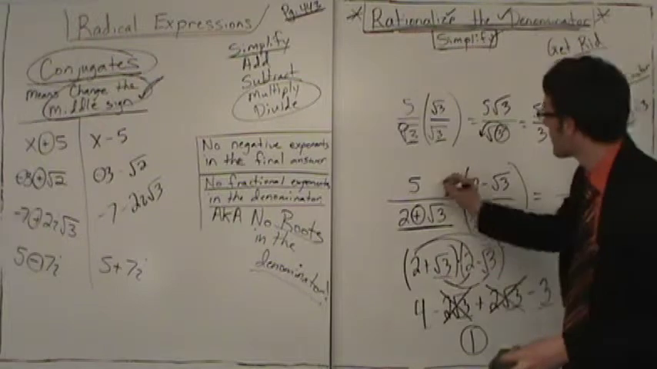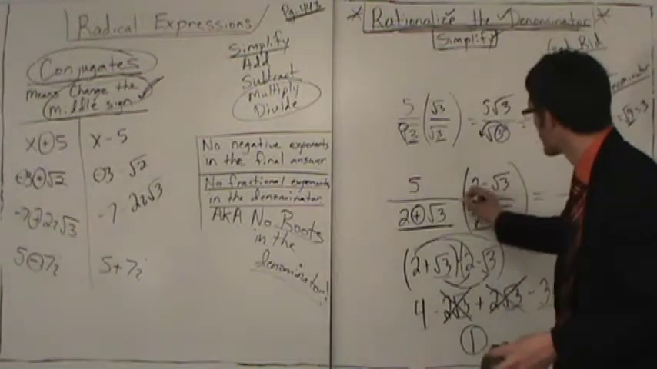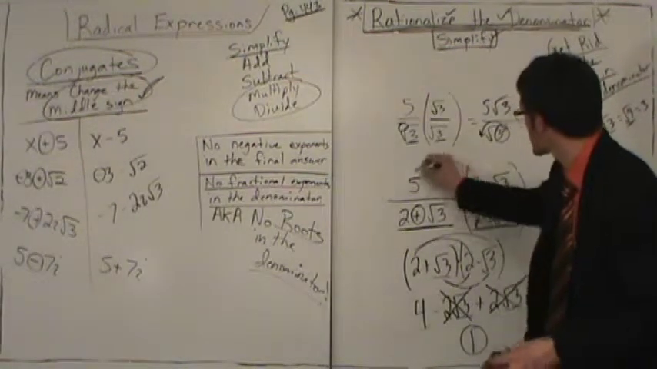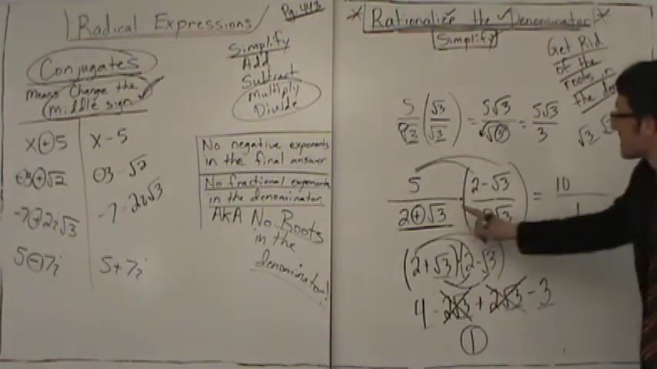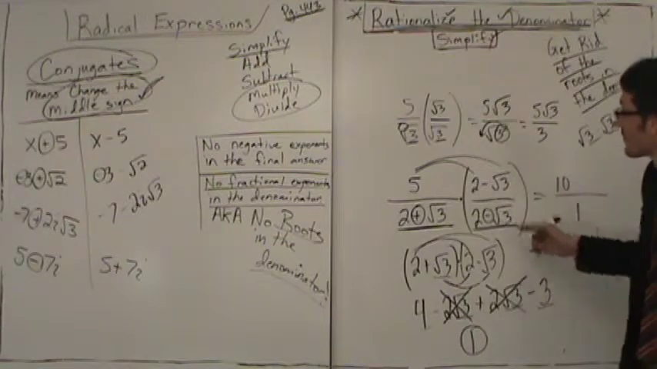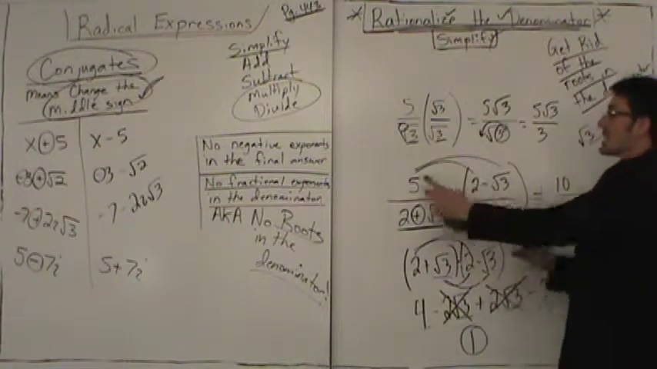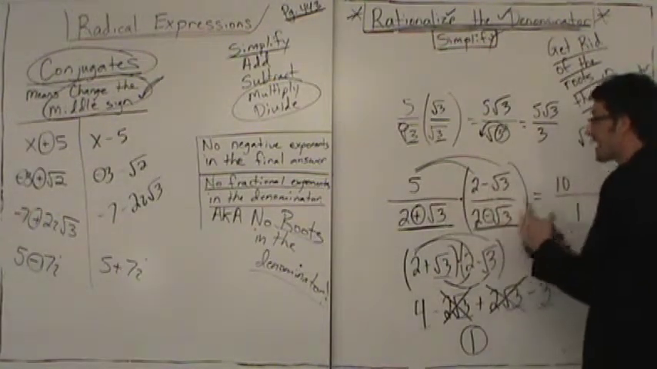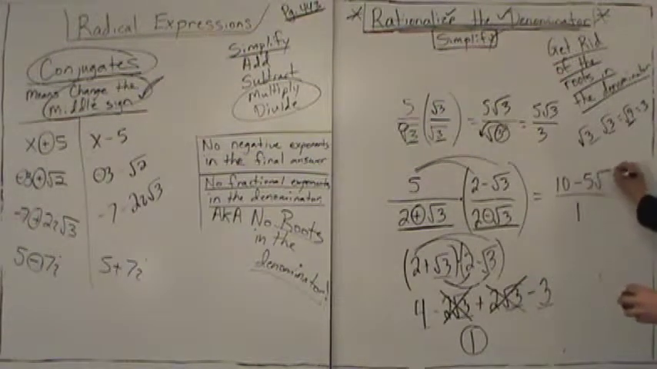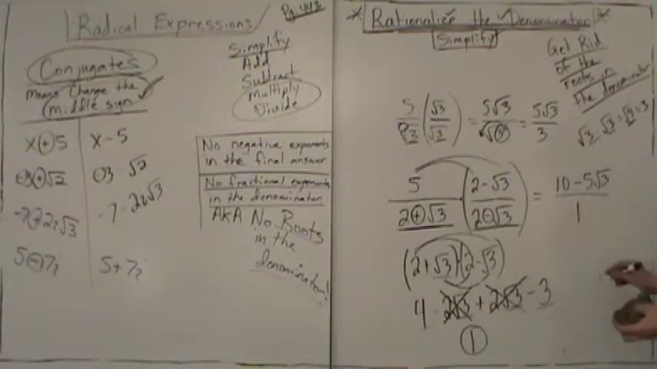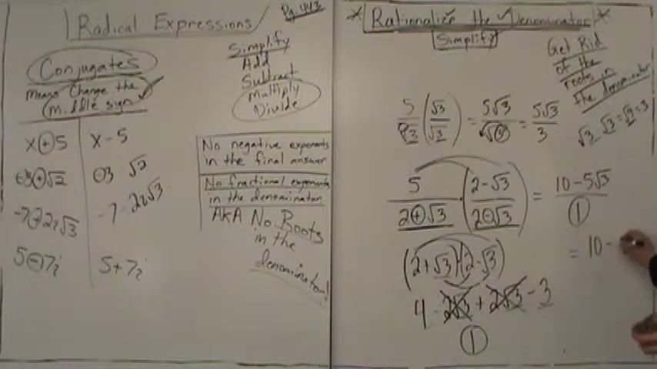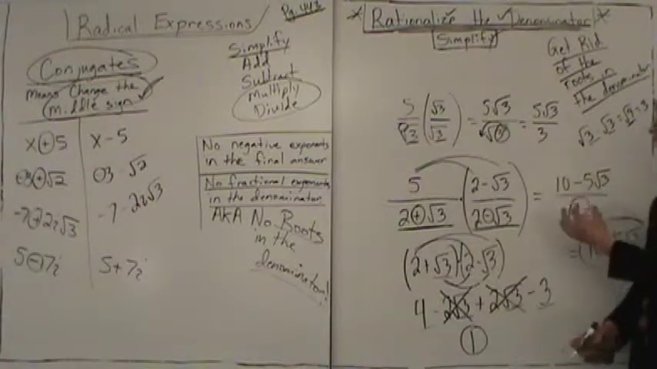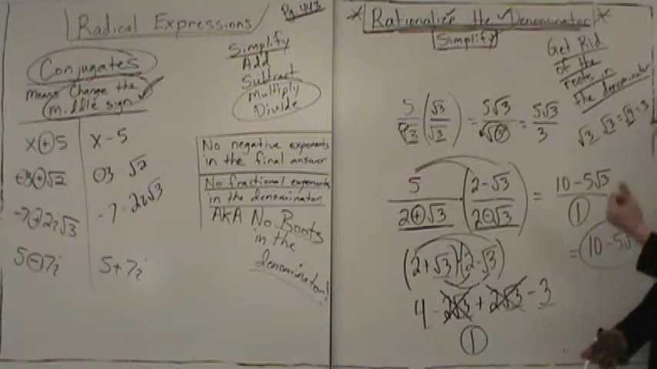Now on top we have a monomial 5 multiplied by a binomial. What happens when multiplication meets addition? Distributive property applies. So we're going to take the 5 times the 2 and get 10, and take the 5 times the root 3. Now be careful, this is a number, this is a radical. So we're going to glue it together. Positive times negative is negative, so we get negative 5 root 3 over 1. And since this is a denominator of 1, we can ignore it, and our final answer is 10 minus 5 root 3. So if you get a denominator of 1, you can just ignore it and write the numerator, 10 minus 5 root 3, and we're done.